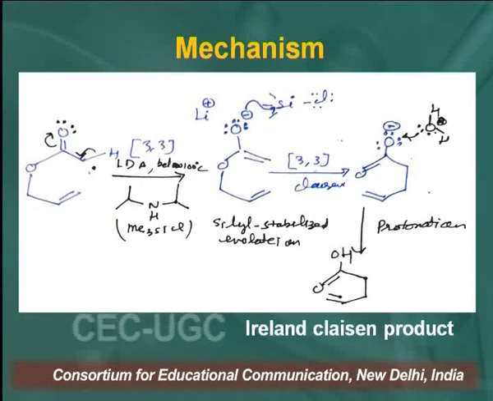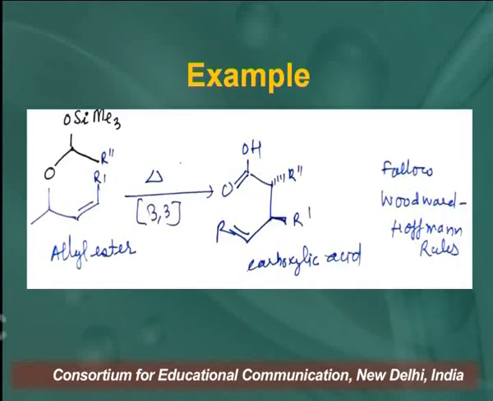So in Ireland-Claisen rearrangement reaction we get a carboxylic acid. This is another example of Ireland-Claisen reactions. Here an allyl ester is converted to a carboxylic acid.